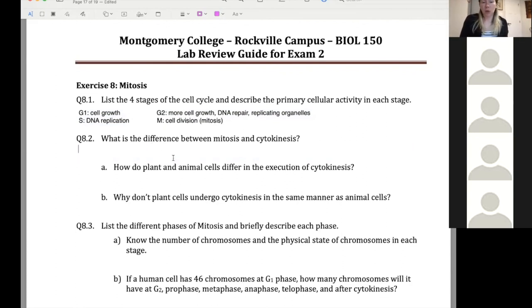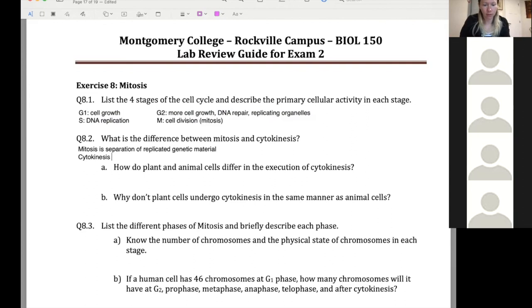What's the difference between mitosis and cytokinesis? Really, what are we separating in these two? Mitosis is the separation of the nucleus and cytokinesis is the physical partition of the cytoplasm. Right, so in mitosis, we are separating our replicated genetic material. And then in cytokinesis, we are separating the actual cytoplasm, like all the stuff in the cell.